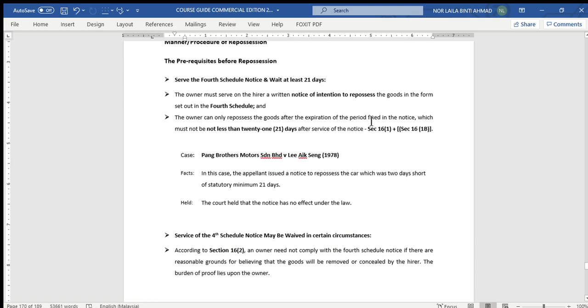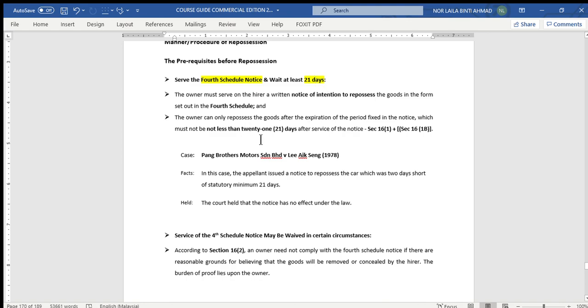Now we proceed with the procedure of repossession, the prerequisites before repossession. First is to serve the fourth schedule notice to the hirer, and the timeline given is 21 days. The owner must serve on the hirer a written notice of intention to repossess as set out in the fourth schedule, and the owner can only repossess the goods after the expiration of the period fixed in the notice, meaning after expiry of the 21 days.